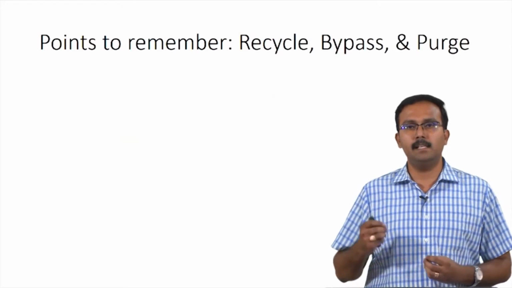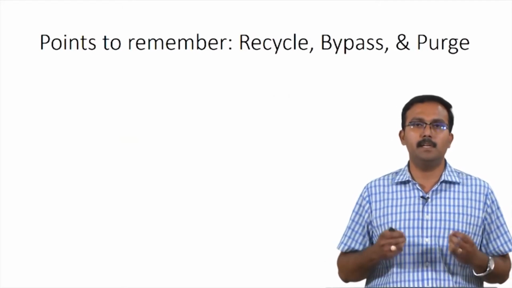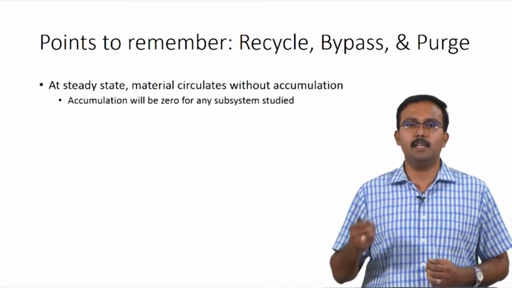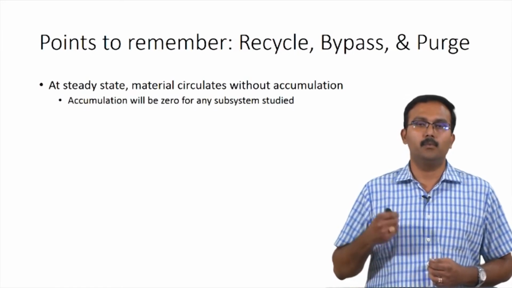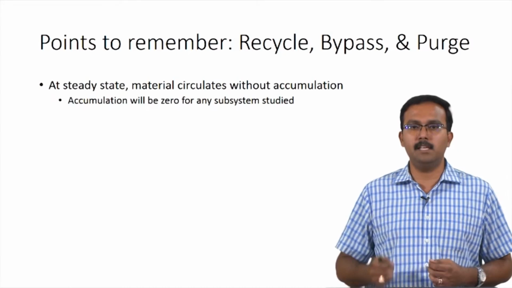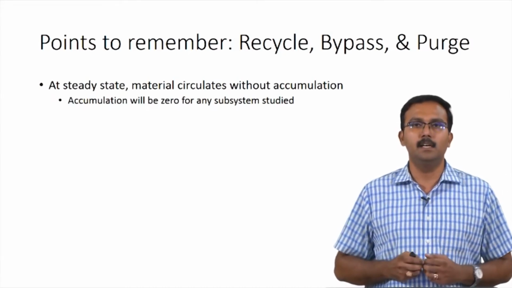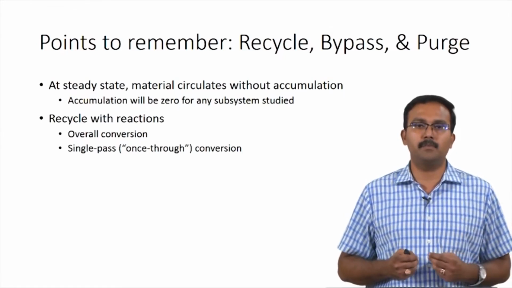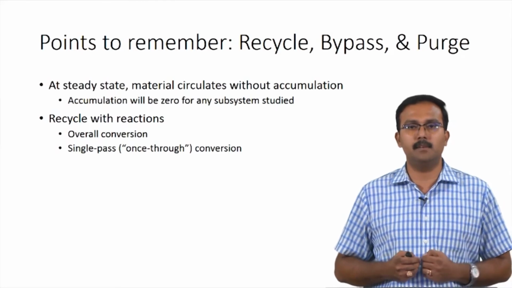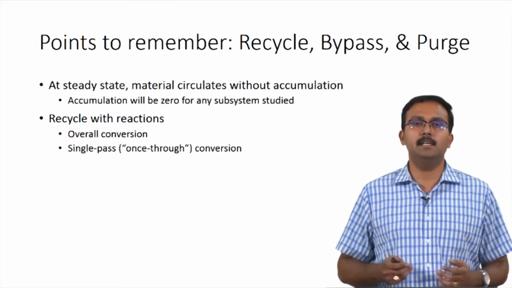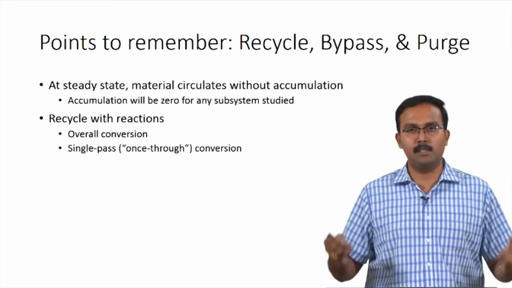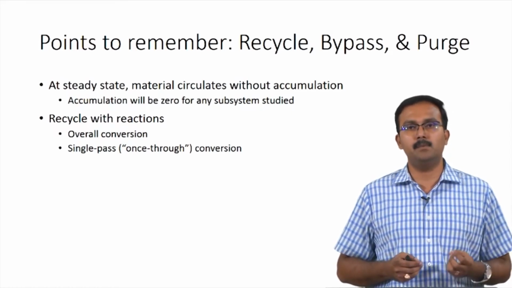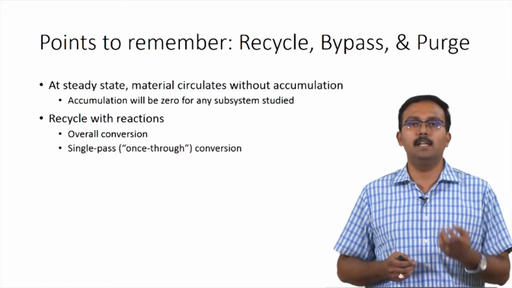When we talked about recycle, bypass and purge, there are certain concepts which we need to remember. At steady state, material circulation happens without accumulation during recycle or bypass. What I mean by this is accumulation will be 0 for any subsystem which is studied within the overall system. Recycle with reactions can have two types of conversions: overall conversion and the single pass conversion.